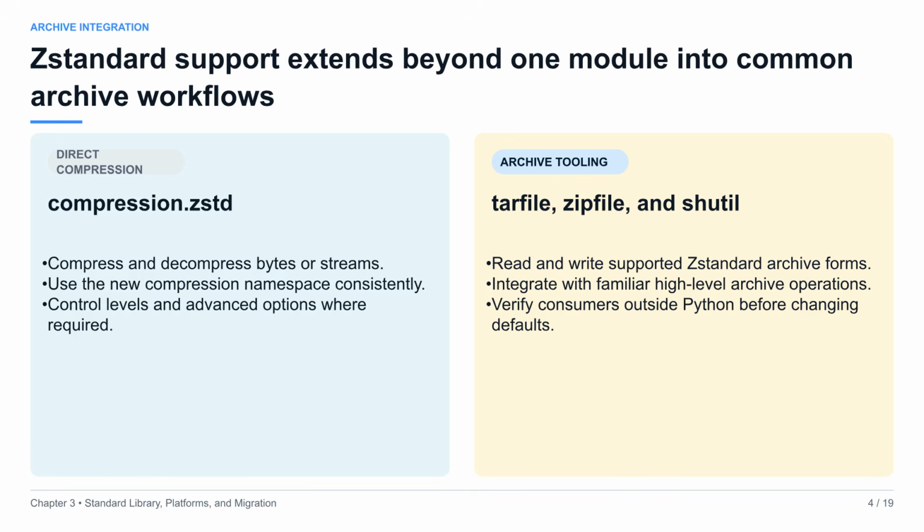Zstandard support is integrated into tarfile, zipfile, and shutil, so applications do not have to drop to a low-level codec for common archive workflows. This is most useful when an archive format and its downstream consumers already agree on Zstandard.